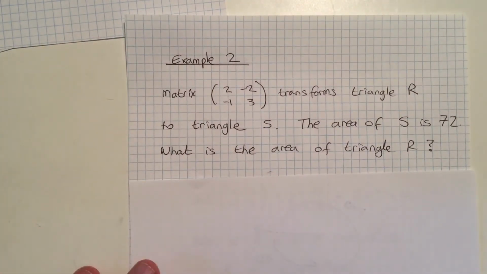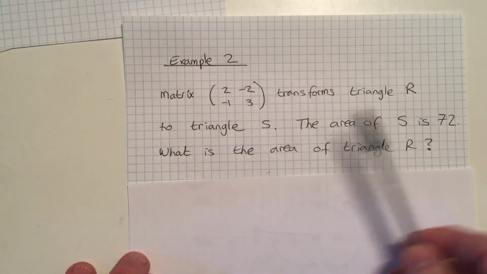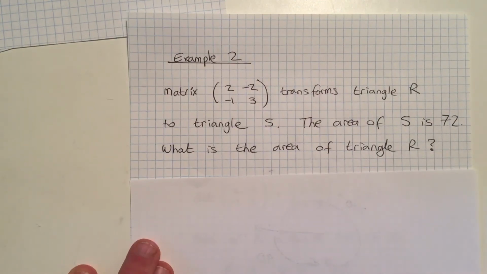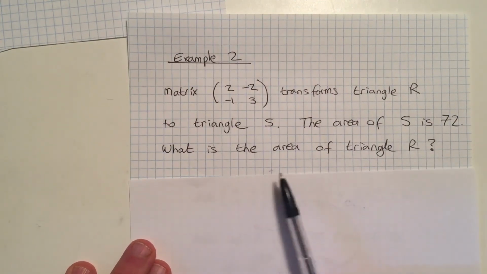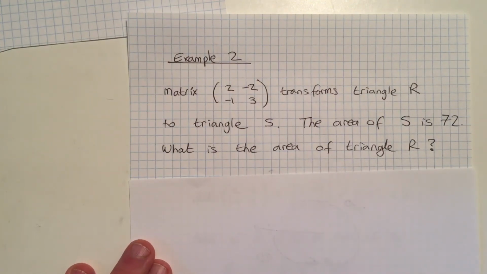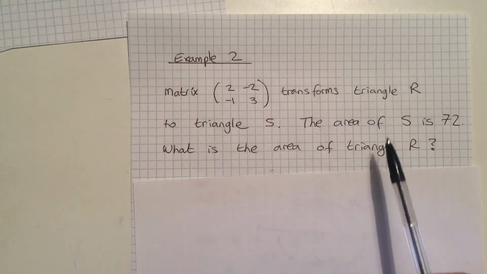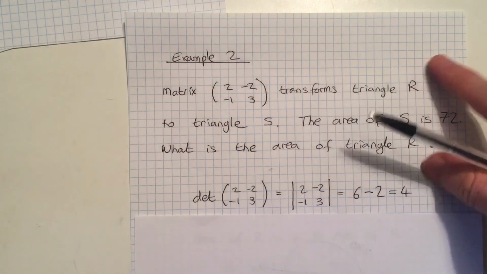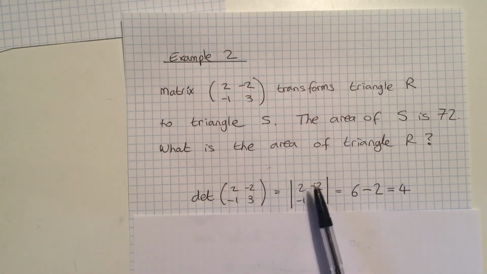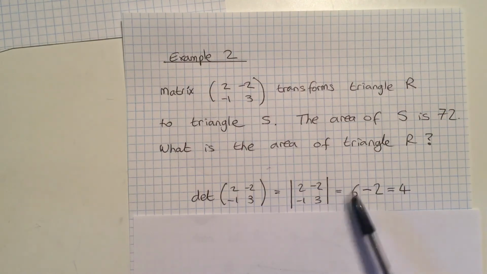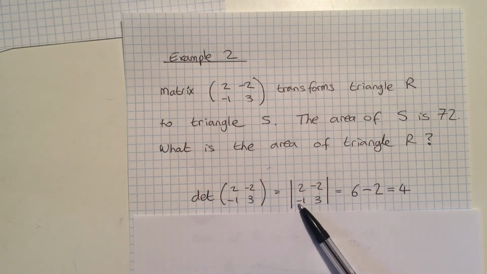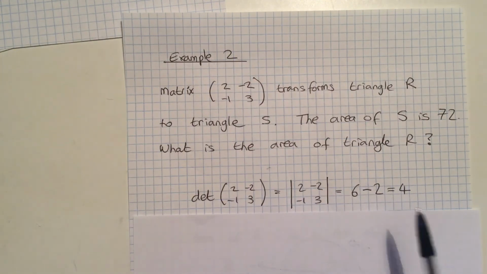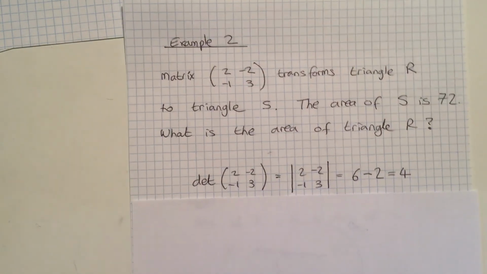So here we go, I've got a matrix here that transforms triangle R to triangle S. I'm told that the area of triangle S is 72 units squared, and I want to know what's the area of triangle R. So I know that the determinant of this matrix gives me my area scale factor. So if I work out the determinant of this by doing 2 times 3, which is 6, take away minus 2 times minus 1, so minus 2 times minus 1 is 2, so 6 take away 2 is 4. So that tells me that the area scale factor is 4.